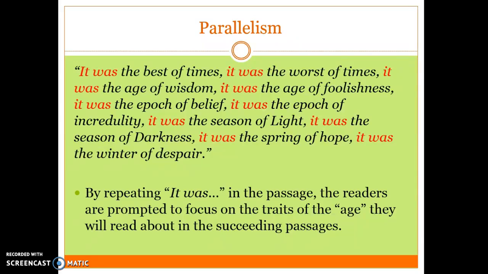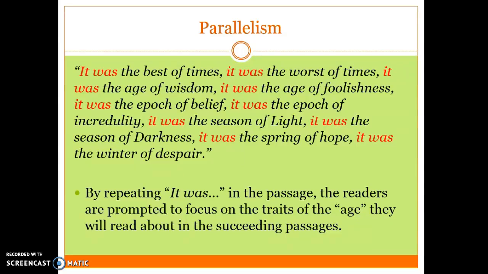By repeating it was in the passage, the readers are prompted to focus on the traits of the age that they're going to be reading about in the succeeding passages. So this is the opening paragraph for the story, and you can see these are all opposites: best of times, worst of times, wisdom, foolishness. So you can tell Dickens is basically telling you right off the bat that this time period, this setting, is full of confusion and contrasts.